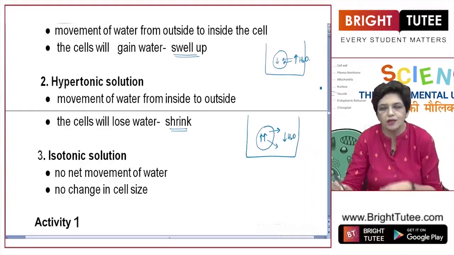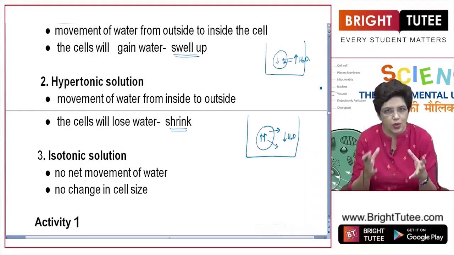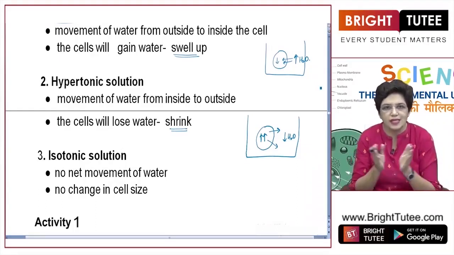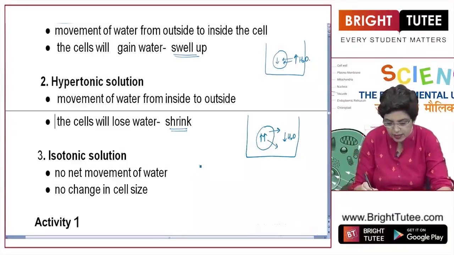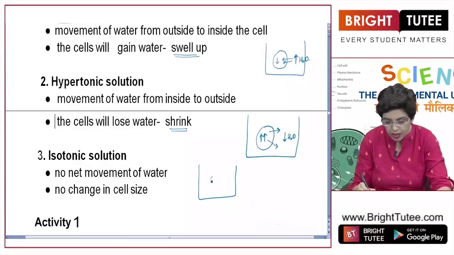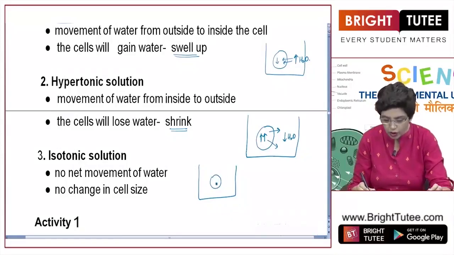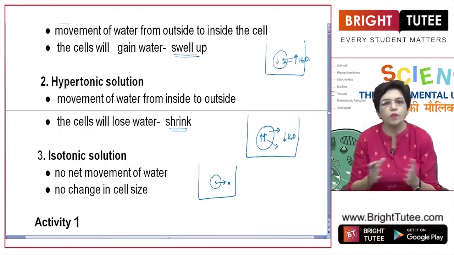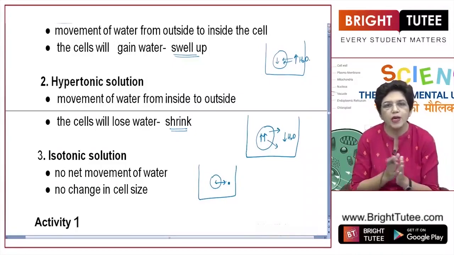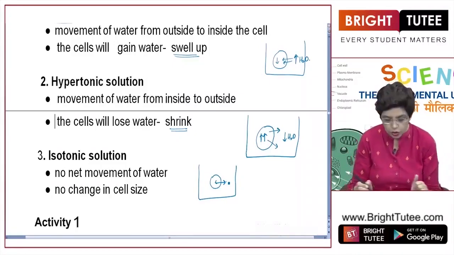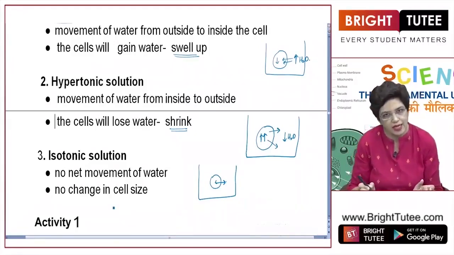So in hypotonic solution, the cells swell up. In hypertonic, the cells shrink. You have to remember this. Another case is the isotonic, in which the water concentration inside the cell and outside the cell is the same. So there won't be any net movement. Water will move outside, water will move inside, but the net movement will be zero. So there will be no change in the size of the cell.